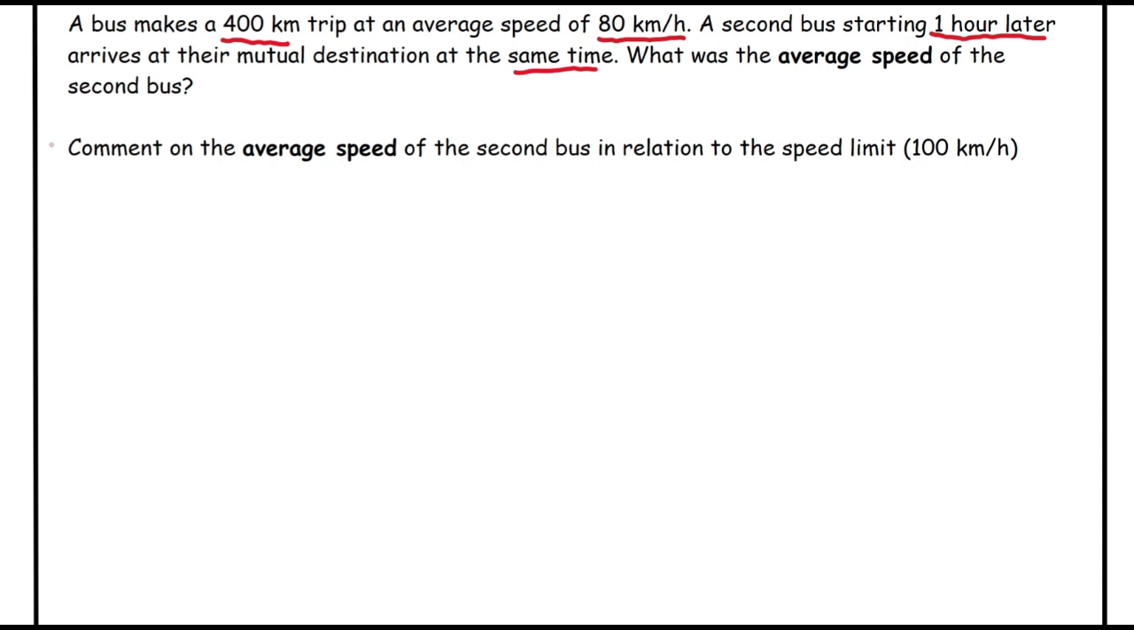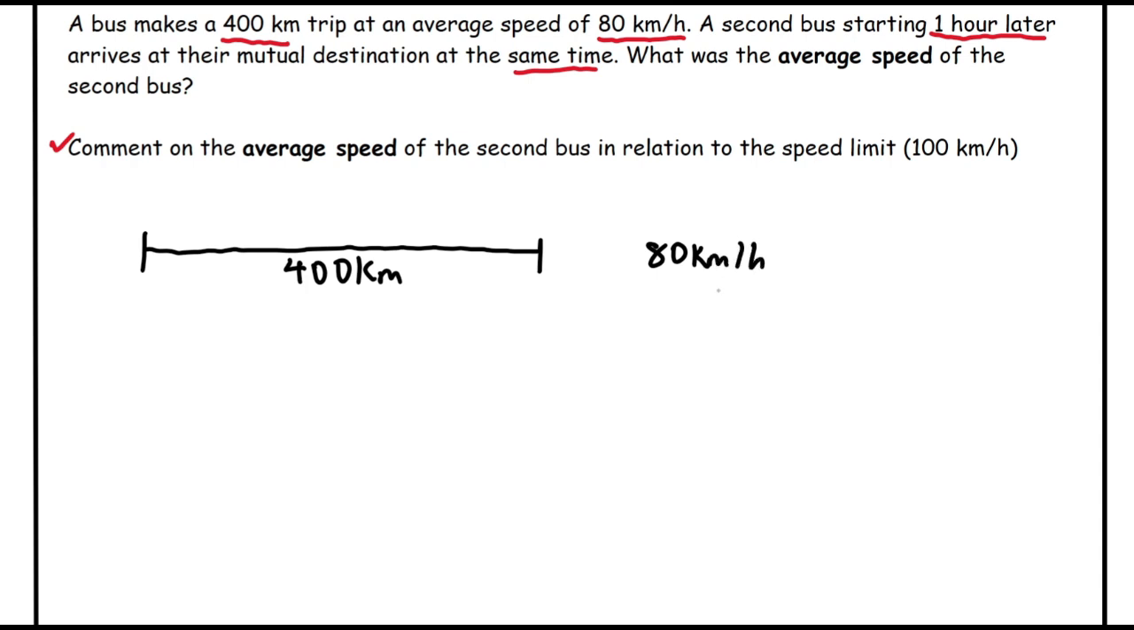Then for the last thing, we're going to make a comment on the average speed of the second bus in relation to the speed limit. So what have we been told here? We've been told that there is some distance, 400 kilometers, in which one bus travels this distance at an average speed of 80 kilometers per hour.